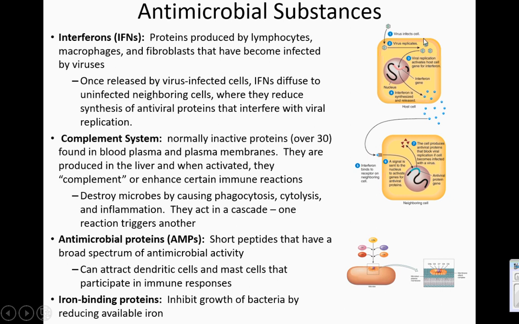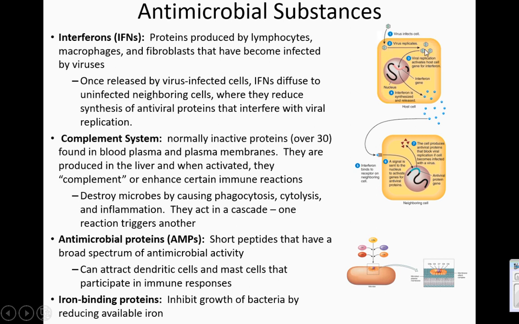So here's our virus infecting a cell. Doesn't matter what the host cell is, if it's a lymphocyte or macrophage or a fibroblast. Okay. The interferons are being produced by that host cell that then travel to a neighboring cell, and you can see what happens. Okay. The interferon binds this receptor on the neighboring cell. Signal is sent to the nucleus, activating genes for antiviral proteins. Cell produces those antiviral proteins, blocking viral replication if cell becomes infected with a virus.